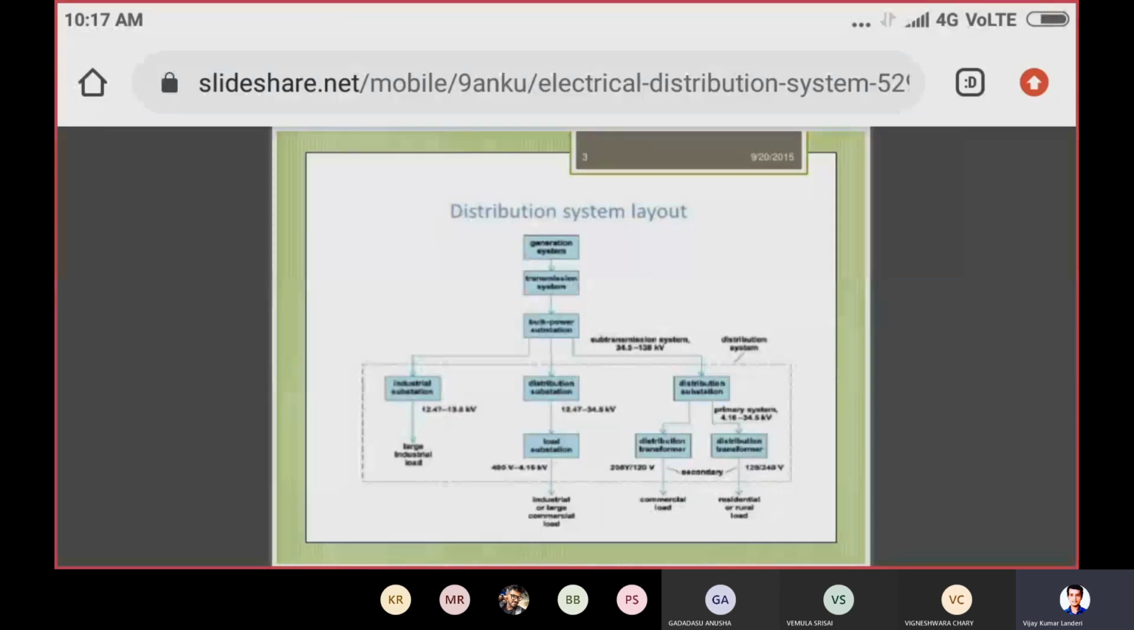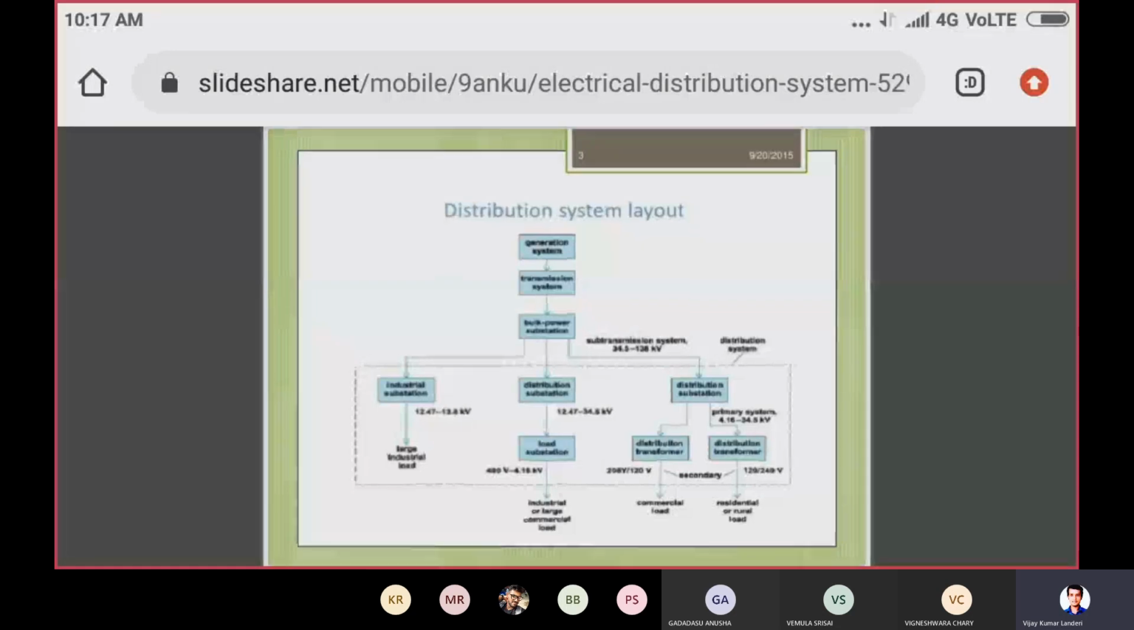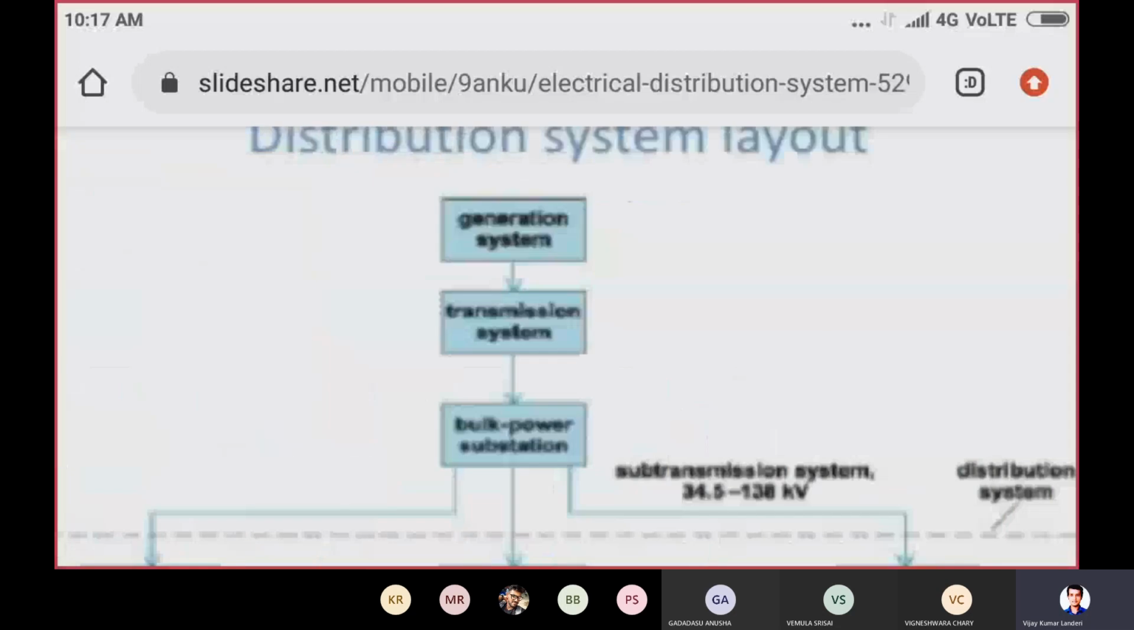Now coming to the layout. That is the layout diagram of the distribution system. So what you're finding there? In that layout, this is the extension of the previous diagram only. Here the generation system is there where the electrical energy is generated. Next comes the transmission system.